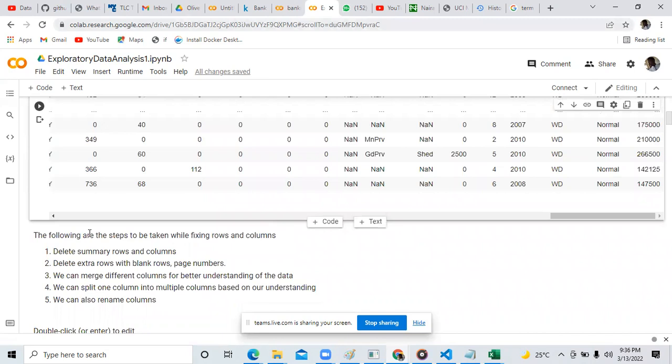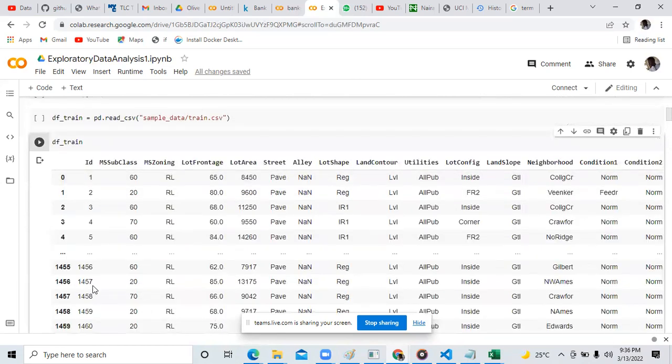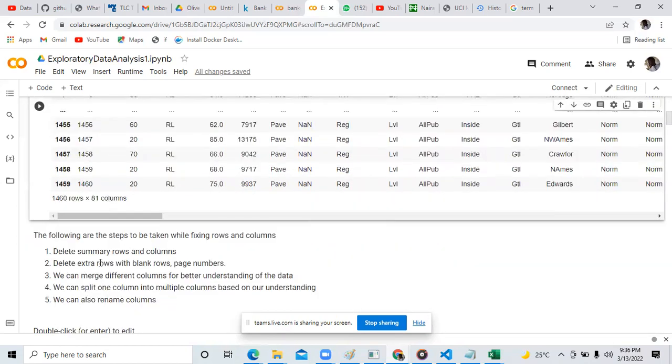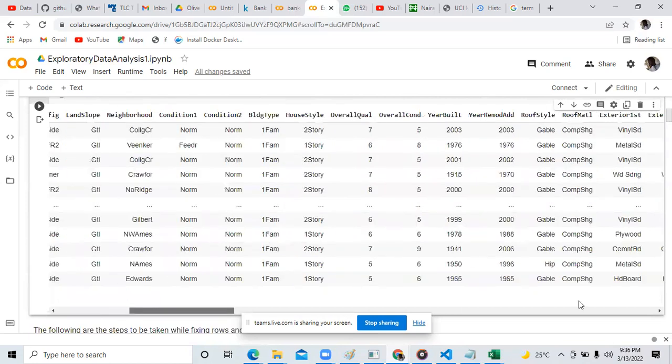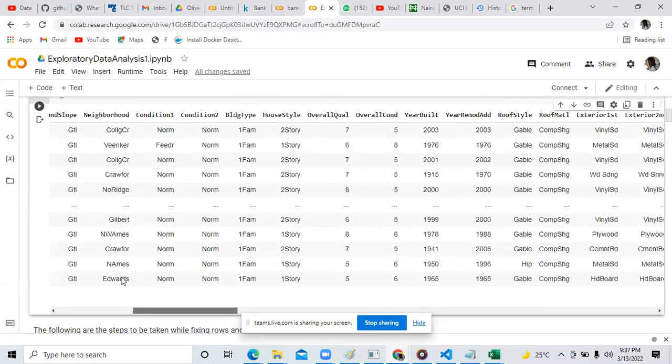I think I've sent this particular Colab notebook to you. You can fix your rows and columns. Number one, you can delete summary rows and columns. For example, you have something like this, ID. You really don't need this ID, so you can delete this particular row. There are some columns that are just a summary of some particular properties, so you can delete summary rows and columns. Delete extra rows, blank rows and page numbers. Basically, go through all your rows and columns, do a physical cross-check, find out what rows and columns you don't need, and delete them.